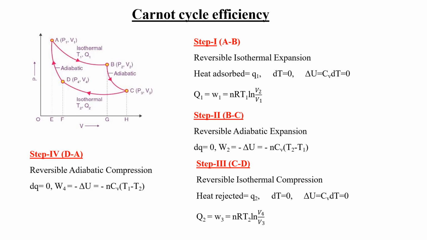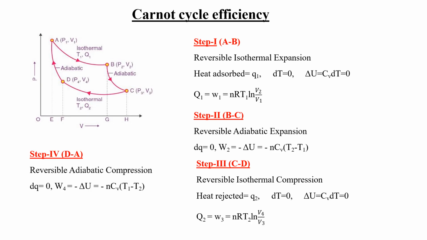The pressure, volume and temperature for A is P1 V1 T1, for B it is P2 V2 T1, for C it is P3 V3 T2, and for D it is P4 V4 T2. Basically, the AB path absorbs the Q1 heat and it rejects the Q2 heat through the CD path. The temperature for the AB path is T1 and for the CD path is T2. So step 1 is a reversible isothermal expansion.